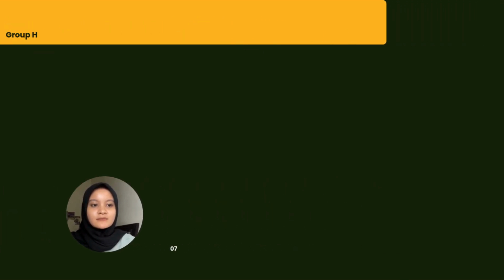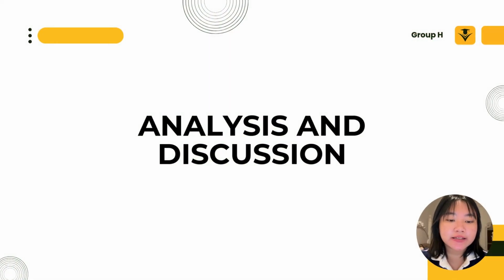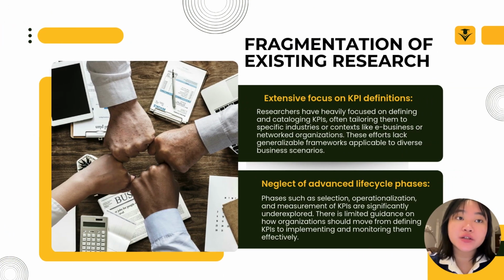Hello everyone, so the next chapter is analysis and discussion. So the journal is talking about several things. The first one is fragmentation of existing research. The first point is extensive focus on KPI definitions. Researchers have heavily focused on defining and cataloging KPIs, often tailoring them to specific industries or contexts like e-business and network organizations. These efforts lack generalizable frameworks applicable to diverse business scenarios.